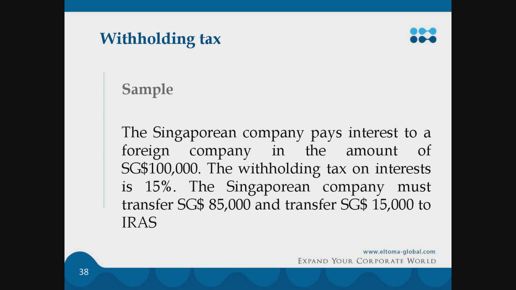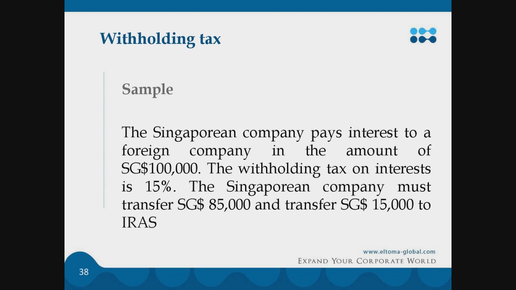Let's review an example. The Singaporean company pays interest to a foreign company in the amount of 100,000 Singaporean dollars. The withholding tax on interest is 15%. The Singaporean company must transfer 85,000 Singaporean dollars to the other company, and transfer 15,000 Singaporean dollars to the IRAS as the withholding tax.